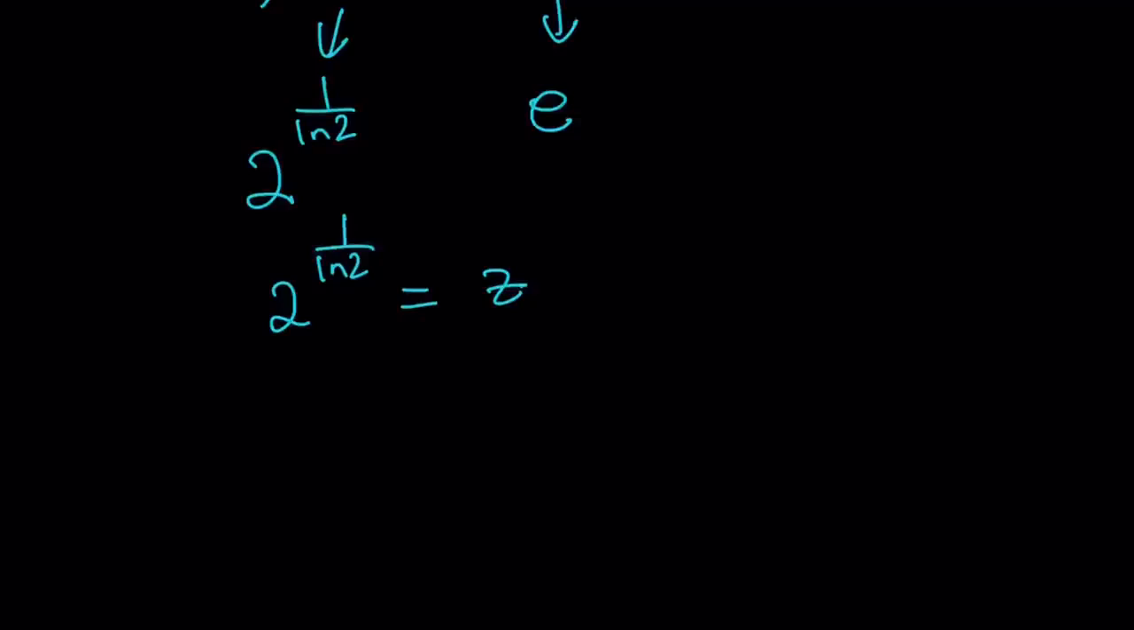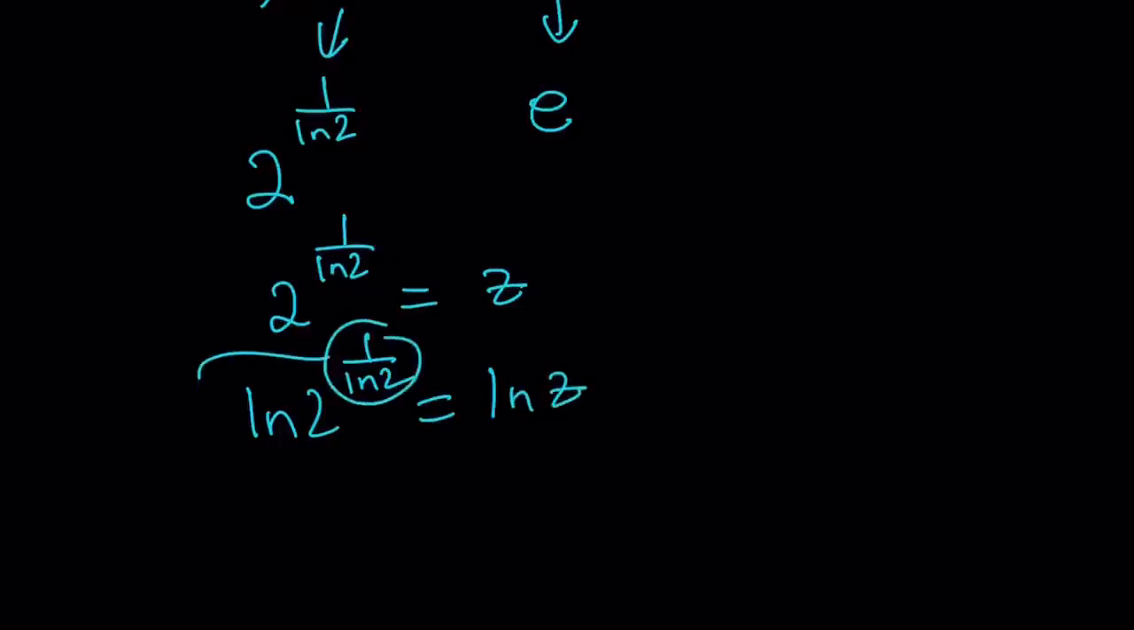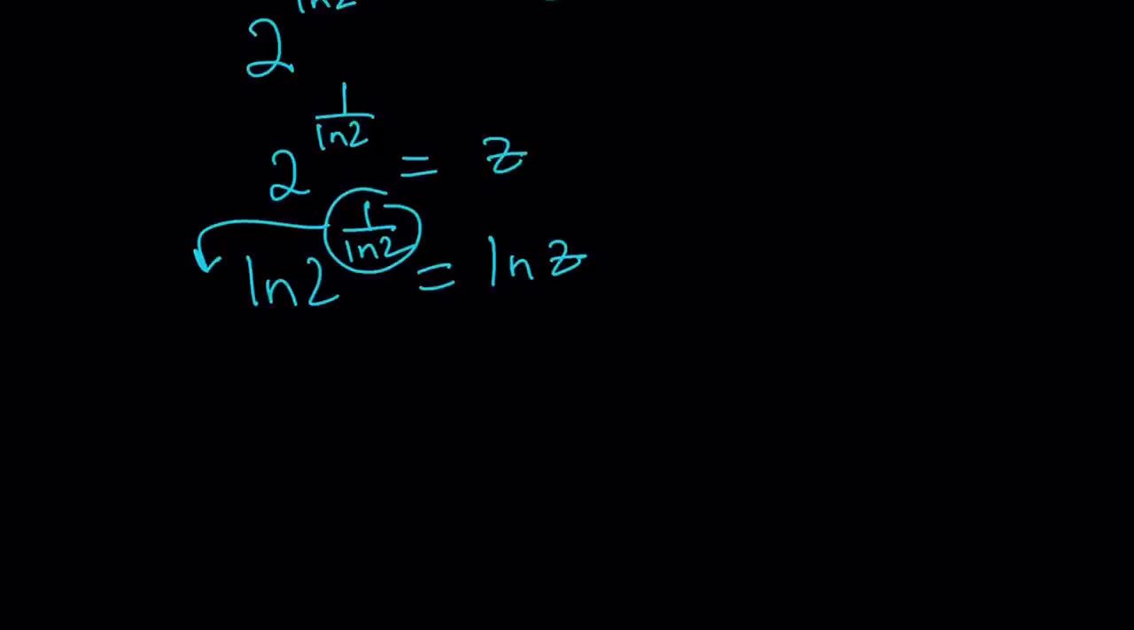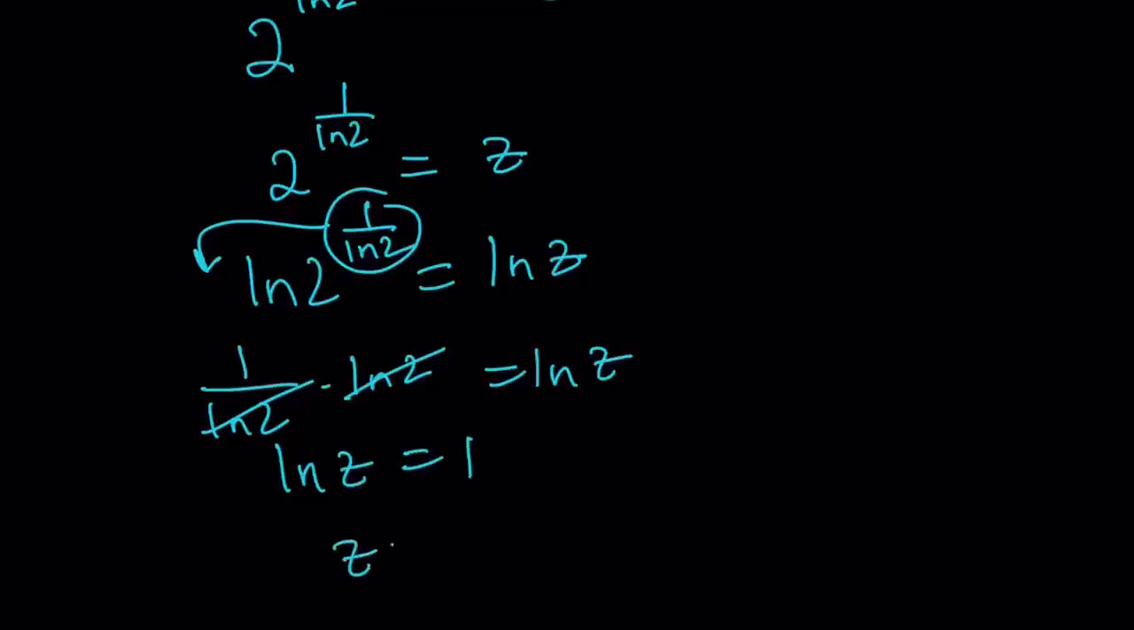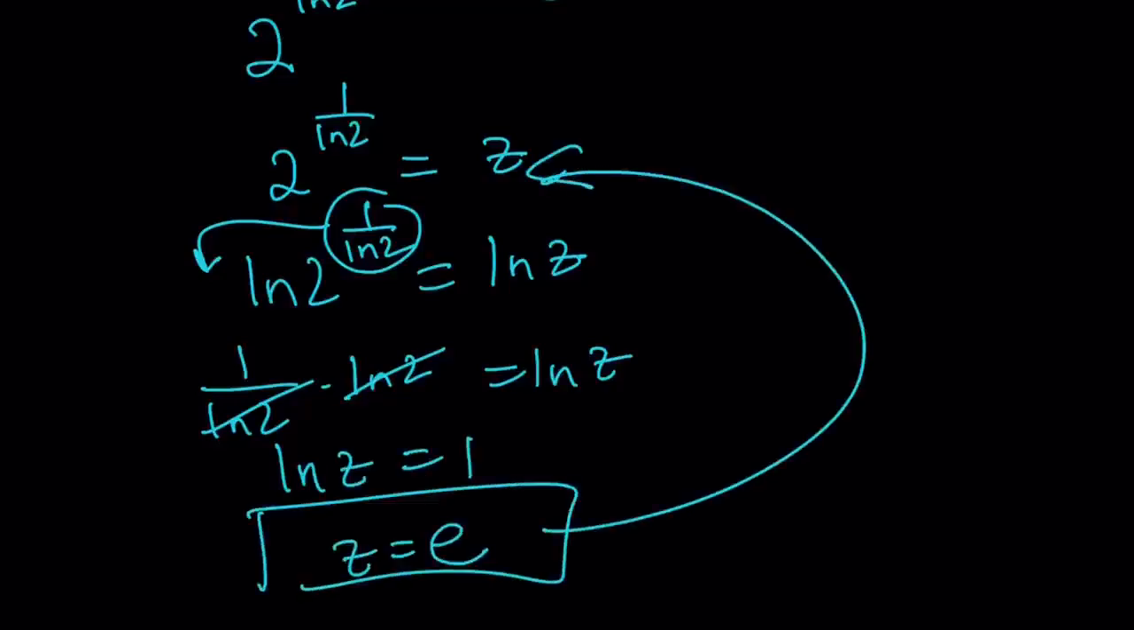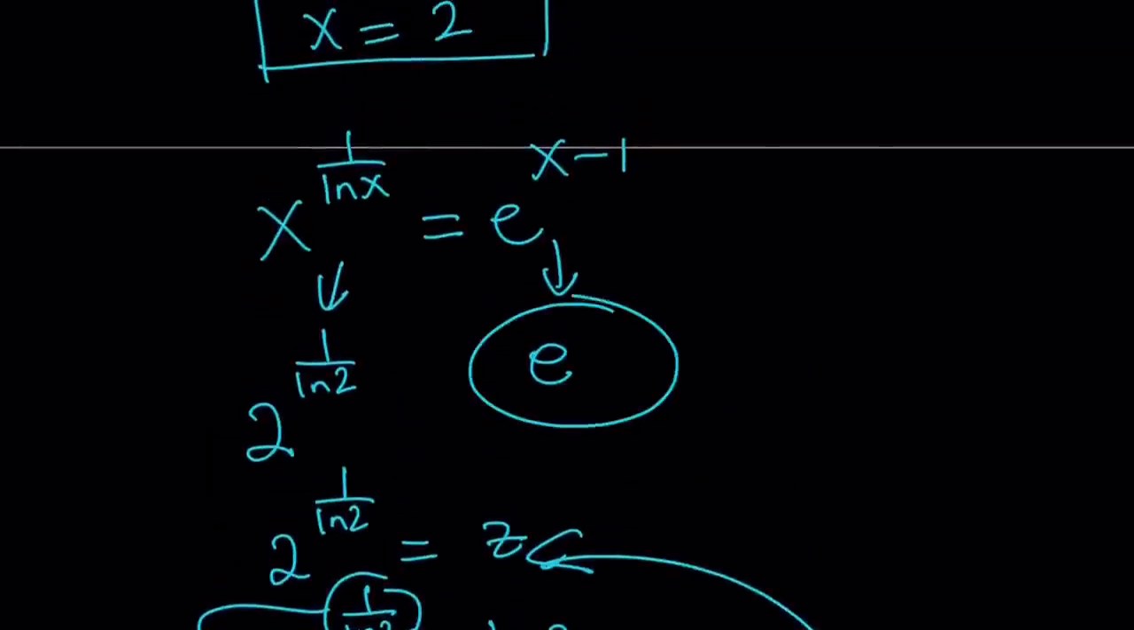And then you can ln both sides. If you ln both sides, ln 2 to the power 1 over ln 2 is equal to ln z. Excuse me. And then you can move the 1 over ln 2 here. 1 over ln 2 times ln 2, which is 1, equals ln z. From here we get ln z equals 1, which means z is equal to e, which means this is equal to e. And we also got e from the right-hand side. This is e, so we are good.